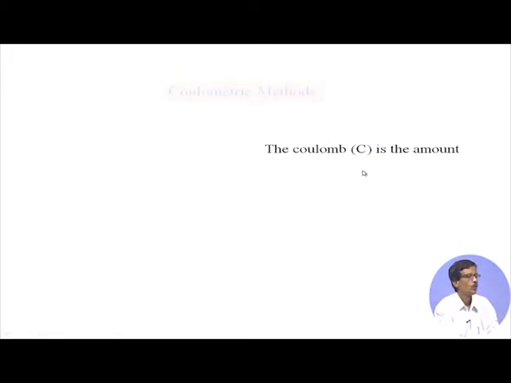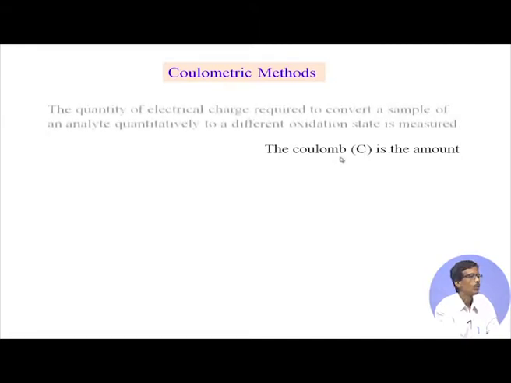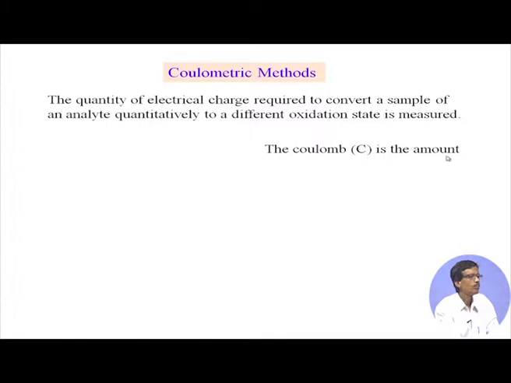So, this particular method is very much useful to determine exactly the charge which is being passed through the solution. What we see in coulometric methods is that we have to calculate or find the Coulomb, in terms of the capital C, we all know. So, this Coulomb can be found as the quantity of electrical charge required. We will now be measuring the amount of electrical charge required to convert a sample of an analyte quantitatively to a different oxidation state.